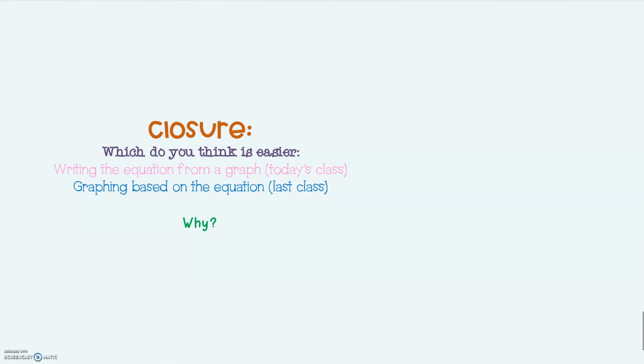All right, and our last little bit is our closure. I want you guys to think about it. Which way do you think is easier? Do you think it's easier to write the equation from a graph, which is what we just did here, or do you think that it's easier to graph based on the equation, which is what we did in the last video? And why? There's no right or wrong answer to this. It's completely based on you. I'm just curious. Everyone has their differences, and it's always interesting to see.